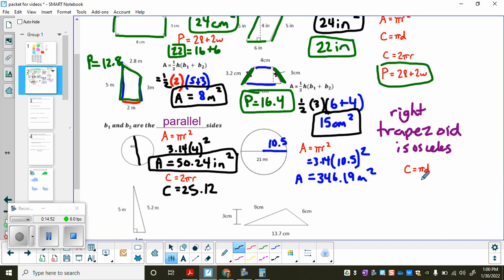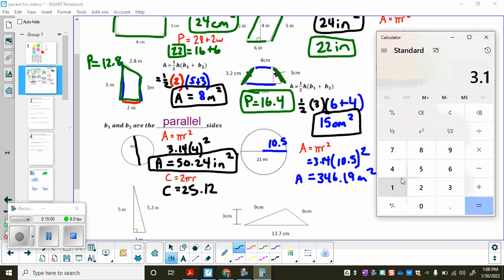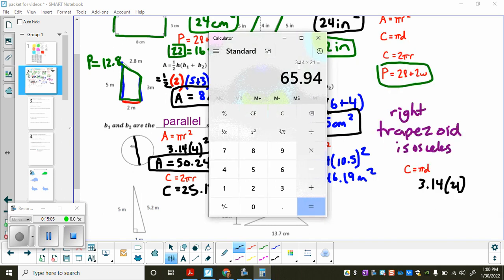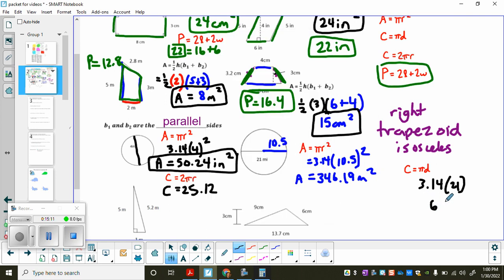And for this one, 3.14 times 21. All right, so 3.14 times 21, 65.94. Now for the distance around, when we label it, that would just be the miles here. Square miles is area inside. So here we can put inches.